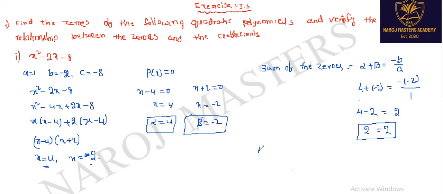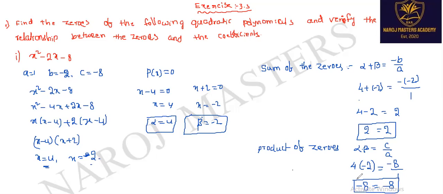Okay. And the product of zeros: alpha into beta is equal to c by a. Okay. So now we know the value of alpha, that is 4, into beta which is minus 2, equal to, what is the c value? c is minus 8 by a is 1. So 4 twos are 8, this is minus 2 times, no? So minus 8 equal to, on the right hand side, minus 8. So LHS is equal to RHS. Hence it is proved. So the zeros are verified here and our zeros are 4 comma minus 2.